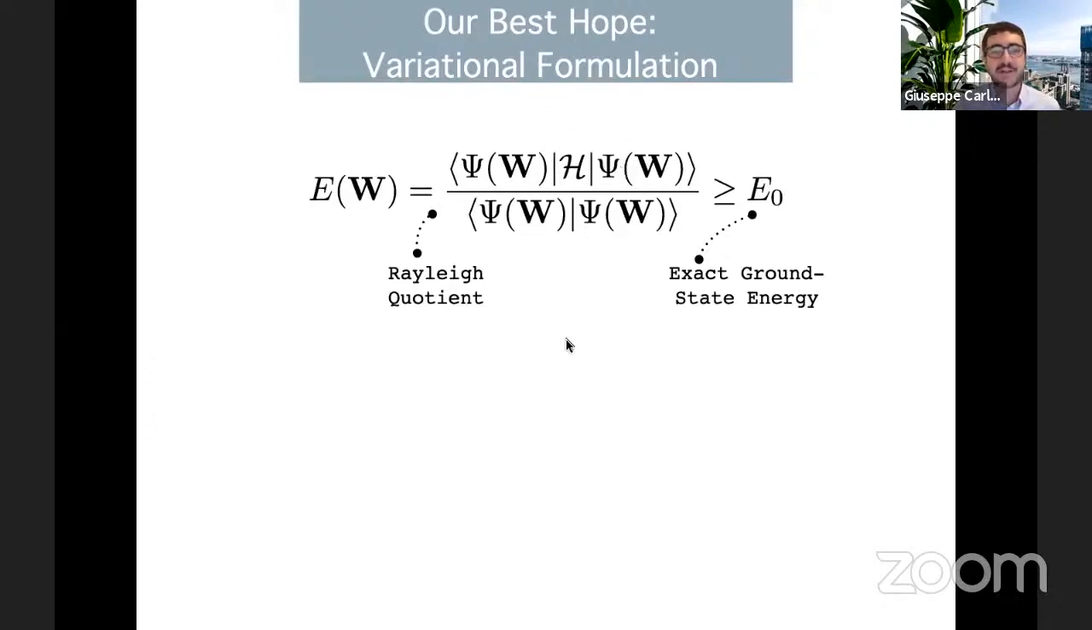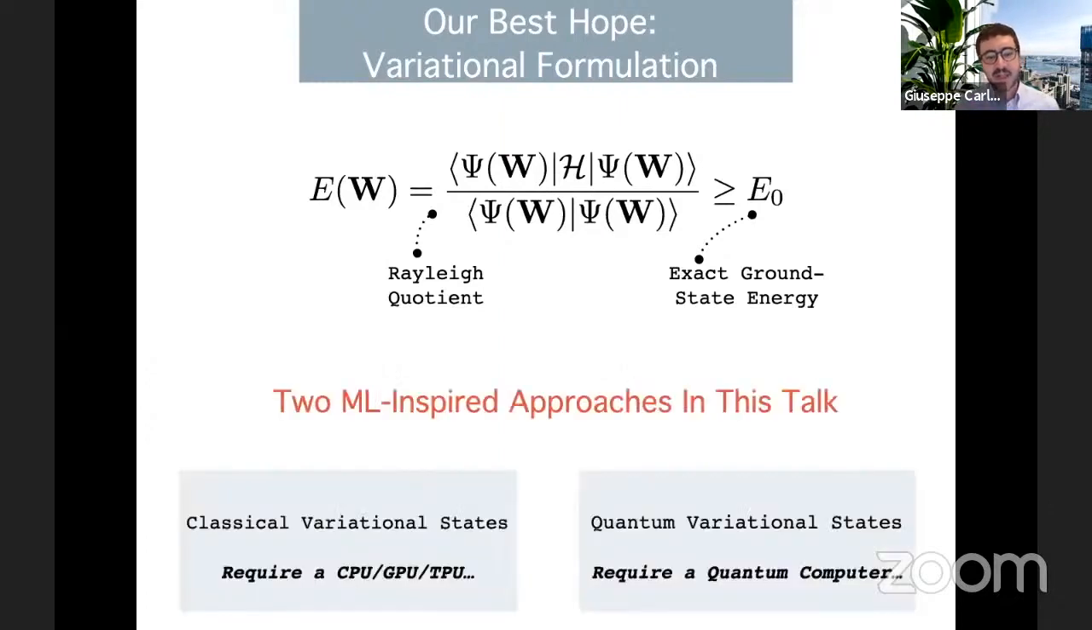Here I'm using quantum physics bra-ket notation, but this is essentially an integral, or if you want a matrix-vector product, over this trial state. And we know from the variational theorem that this object is larger than or equal to the exact ground state energy. So we can try to minimize this quantity as a function of W. This will give us the best approximation we can make for the ground state within this family of variational states. In this talk, I will essentially treat two different approaches to solve this variational problem.